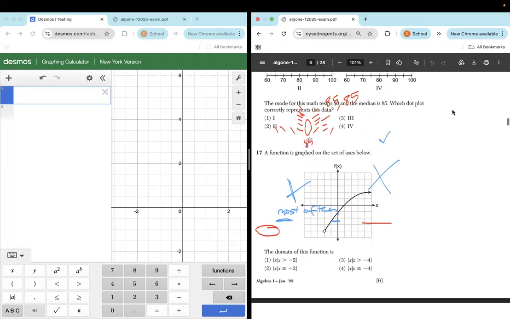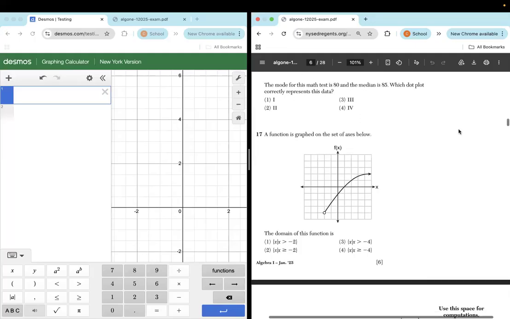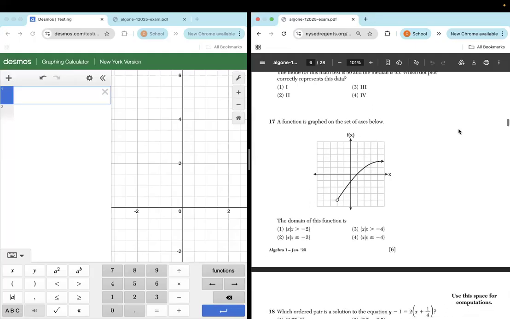Okay, number 17. A function is graphed on the set of axes below. The domain of this function is... so let's say you forgot what the word domain means. There's kind of a clue in the answer choices. All of them have to do with x, not y. So the domain is the set of all the x values that are in the function.